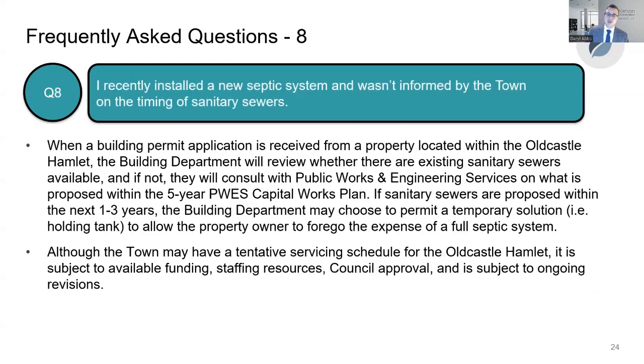I recently installed a new septic system and wasn't informed by the town on the timing of sanitary sewers. When a building permit application is received from a property located within the hamlet, within the servicing area, the building department will review whether there are existing sewers available, and if not, they will consult Public Works and Engineering Services on what is proposed within the 5-year capital works plan. If the sanitary sewers are proposed within the next 1 to 3 years, the building department may choose to permit a temporary solution, i.e. a holding tank, to allow the property owner to forego the expense of a full septic system until the infrastructure is put in place and municipal servicing is provided.